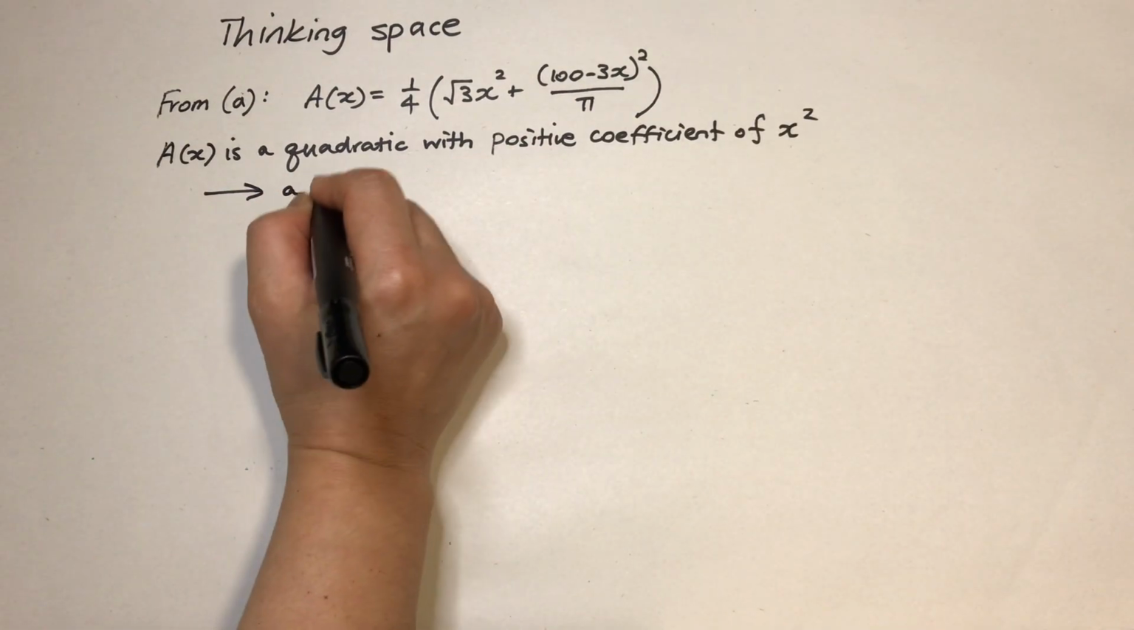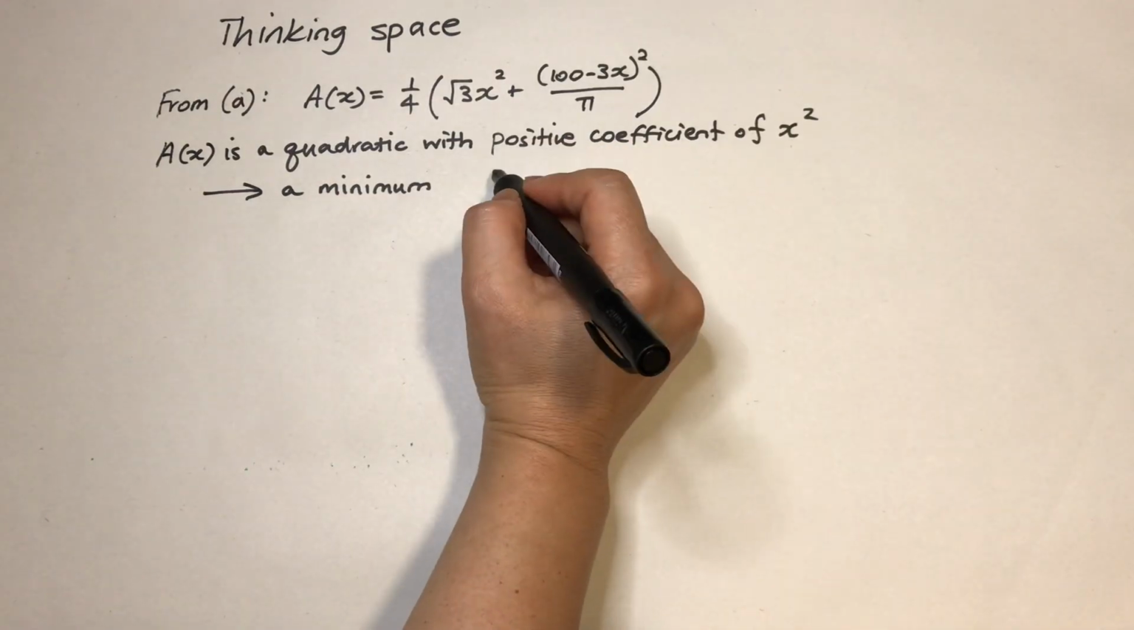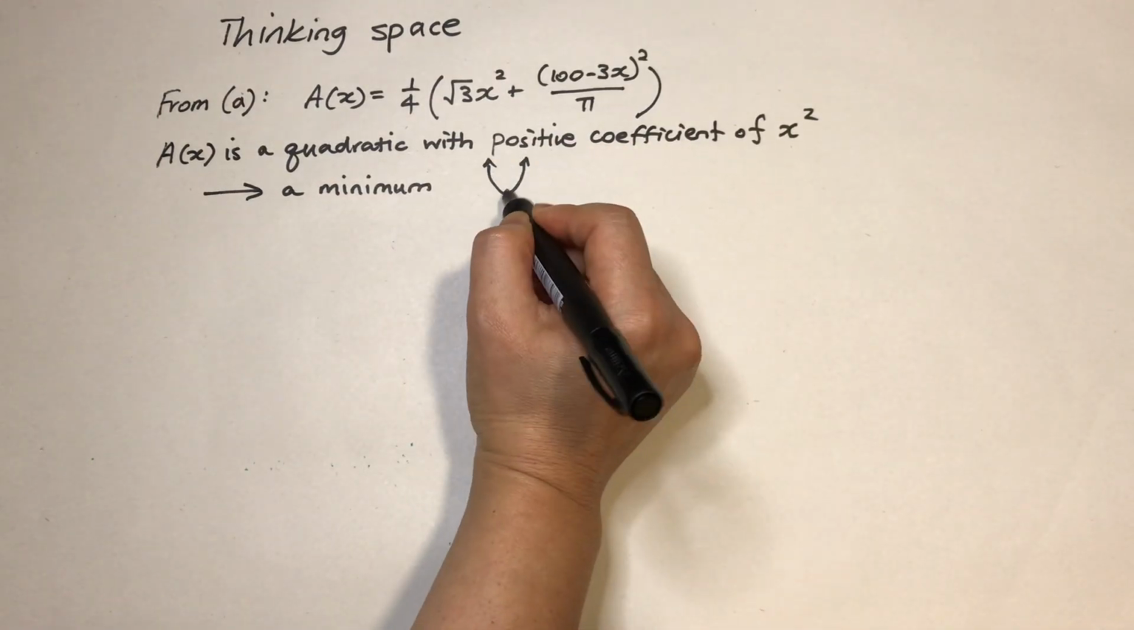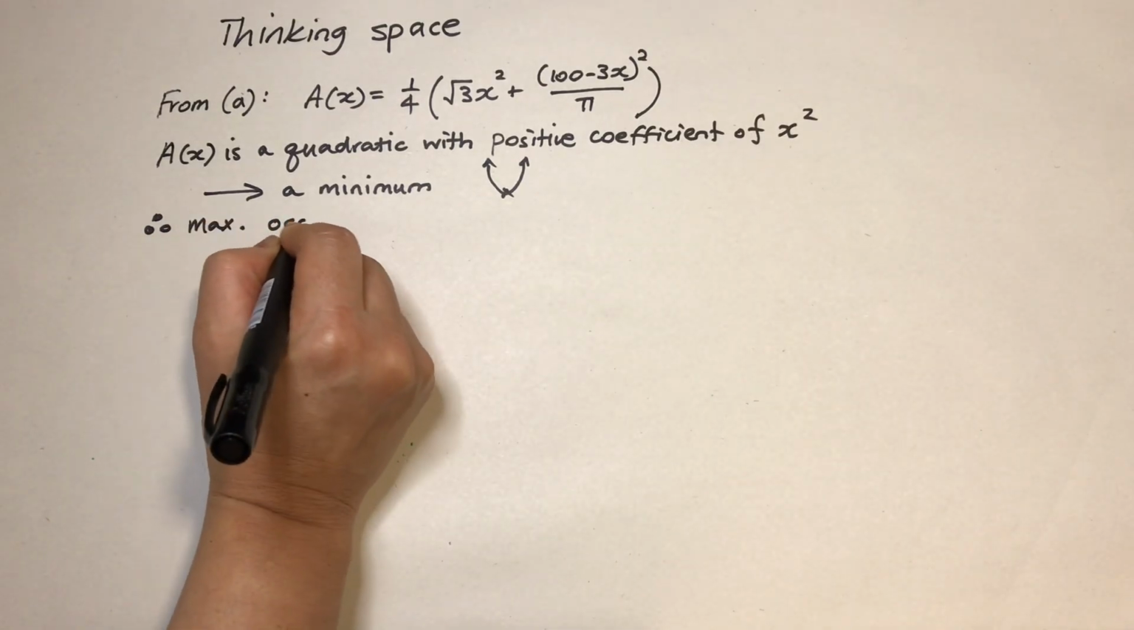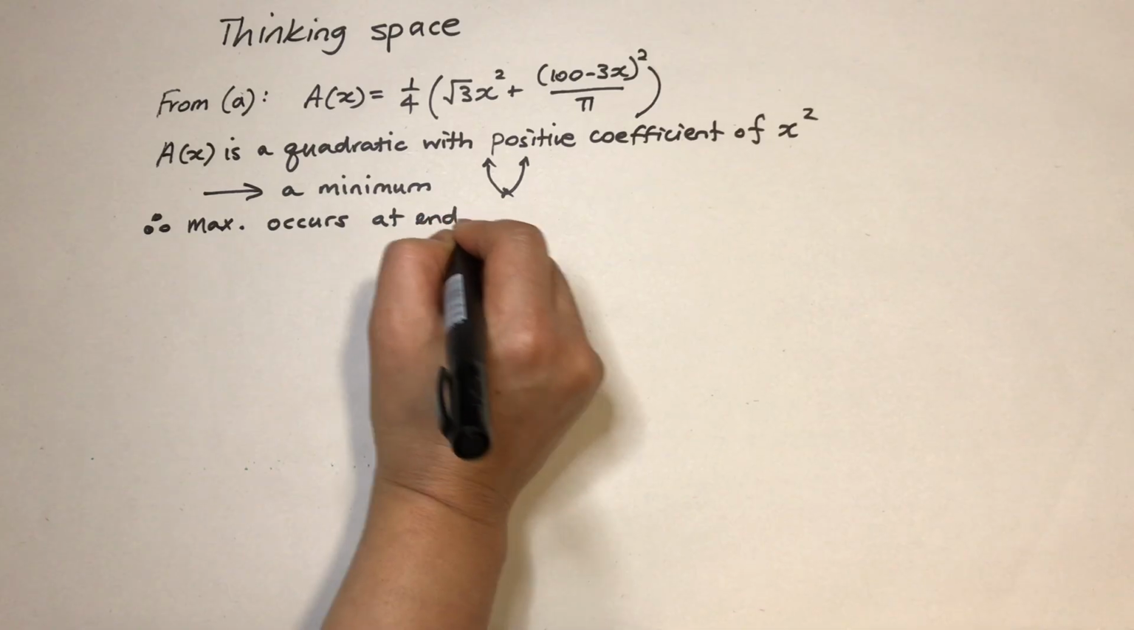Therefore, it's going to be minimum. Why? Because it's a concave up, right? And you're going to get minimum value. So where can we get a maximum then? The maximum occurs at end points.